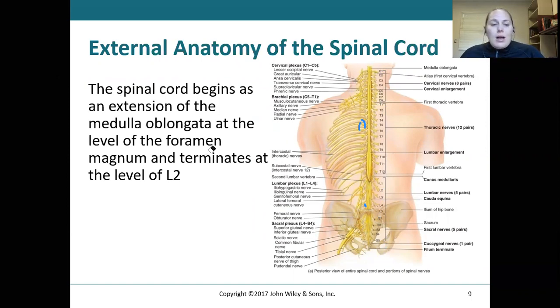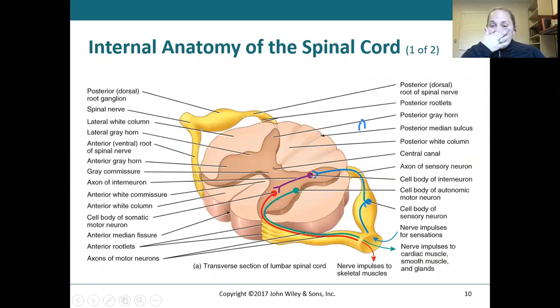Okay, so the spinal column begins at the extension of the medulla oblongata at the level of the foramen magnum, right there at the base of the skull. Remember when we were looking at the skull, that was that very large opening at the base there. It terminates at the level of L2. If we come all the way down here, you can see L2 right around here, those lumbar nerves, giving you an example of where the spinal column terminates. And then from there, you have nerves that are projected down lower from that region. Again, do not get overwhelmed by this particular figure.